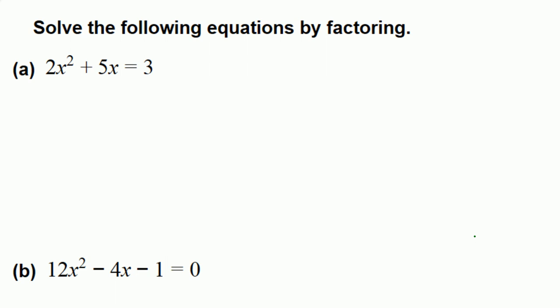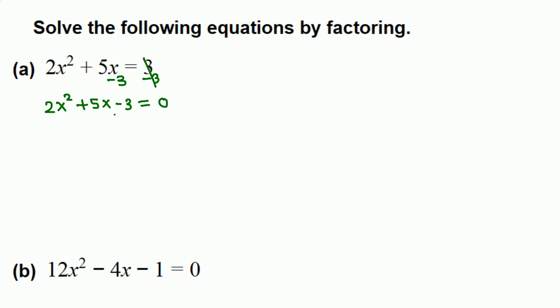Solve the following equations by factoring. Okay, we have 2x squared plus 5x equals 3. For factoring, we need to bring 3 to the left side. So subtract 3 from both sides. Minus 3, we get 2x squared plus 5x minus 3 equals 0.